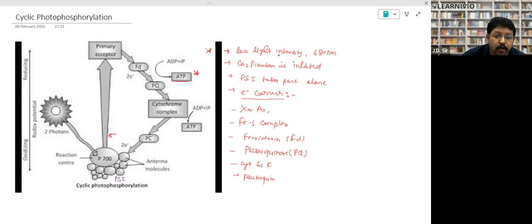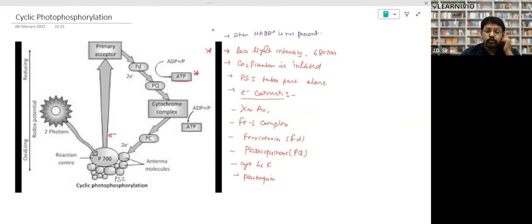When low light intensity is there, like 689, carbon dioxide fixation is inhibited, means stopped, right? Or one more thing, let me write it down, when NADP+ is not present. When NADP+ is not present, then what will happen? There is no one to accept the electron. When the electron acceptor is not there, then what will the electron do? Will it come back?